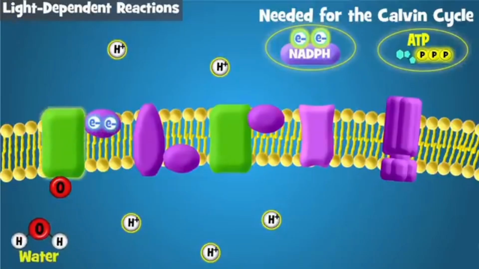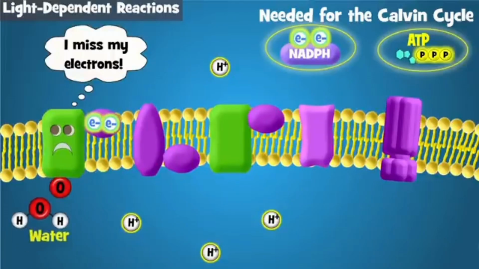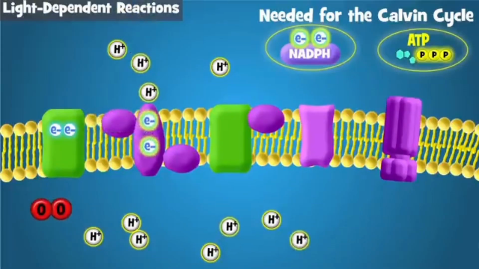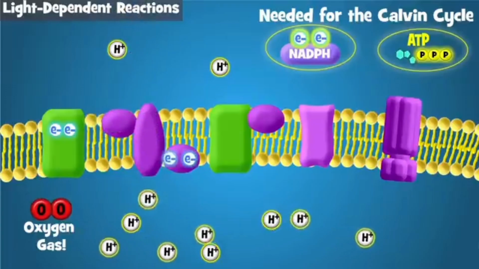Both ATP and NADPH are critical products of the light-dependent reactions that are needed to make sugar in the Calvin cycle, which we will examine in our next video.